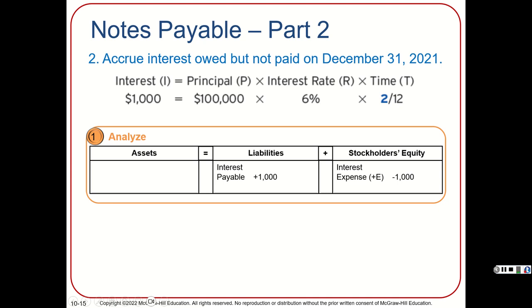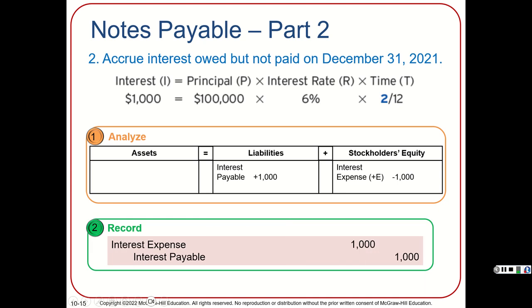$6,000 times 2/12 or 1/10 is $6,000 for the entire year, so that's $500 per month. Not $1,000 as I said a moment ago. It's $500 per month. So your total interest payable is $1,000. Your interest expense is $1,000.